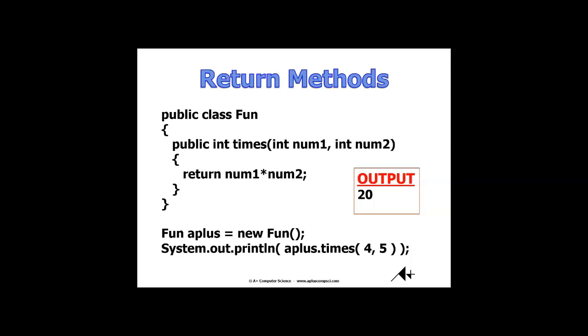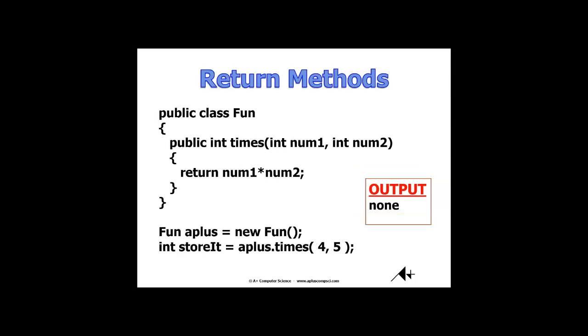So here's the code in action, right? We've got class fun, we've got our times method in there, return stuff, send some stuff back. Down at the bottom, we've instantiated a fun object. A plus is referring to that fun object, and then we tell A plus, hey, we want to use the times method, send in 4 and 5. What do you get back? You get back 20. So 4 goes into num1, 5 goes into num2. We multiply 4 times 5, we get back 20.